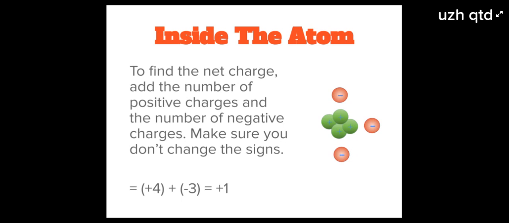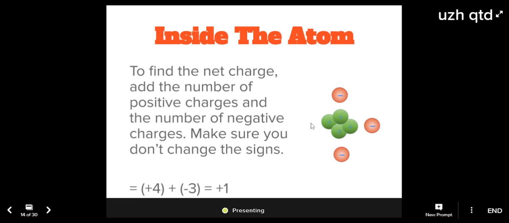What happens when I change that? For example, here, I've taken away one of the electrons. To find the net charge, you're simply going to add the number of positive charges and the number of negative charges. And make sure you don't change the signs. So for this, we would add positive 4 plus negative 3, and we should come out with a charge of positive 1.